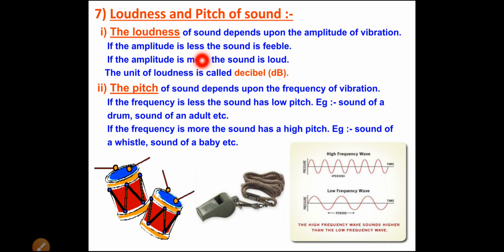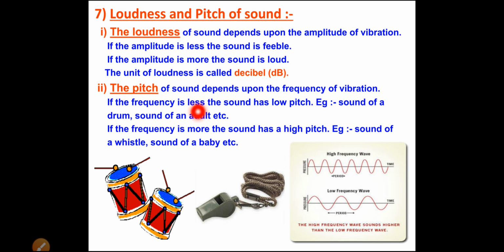If the amplitude is less, then the sound is feeble, and if the amplitude is more, then the sound is loud. And we know the unit of loudness is called the decibel, which can be shown as small d and capital B. Decibel is the unit of loudness. So loud sound can be measured in decibels. And pitch of the sound depends upon the frequency of the vibration. So the sound depends on the frequency of the vibration, and that is called pitch, and the sound depends on the amplitude of the vibration, that is called loudness.